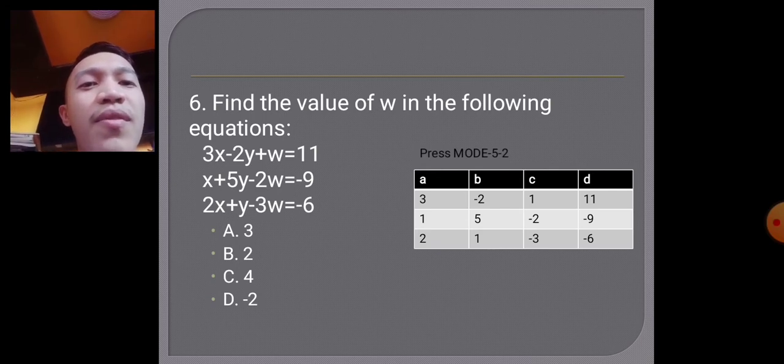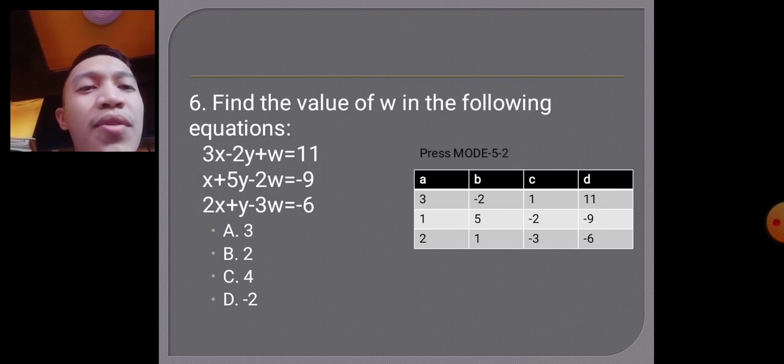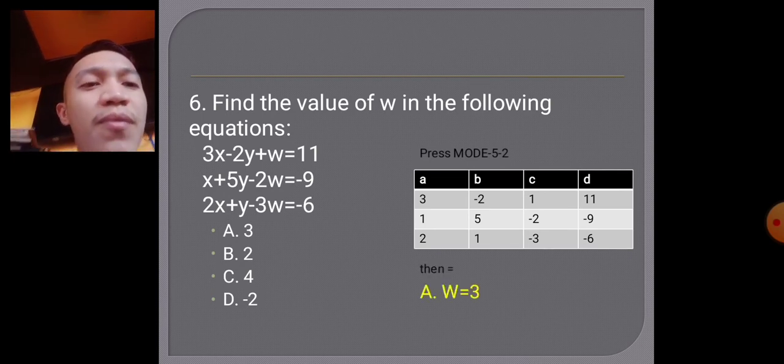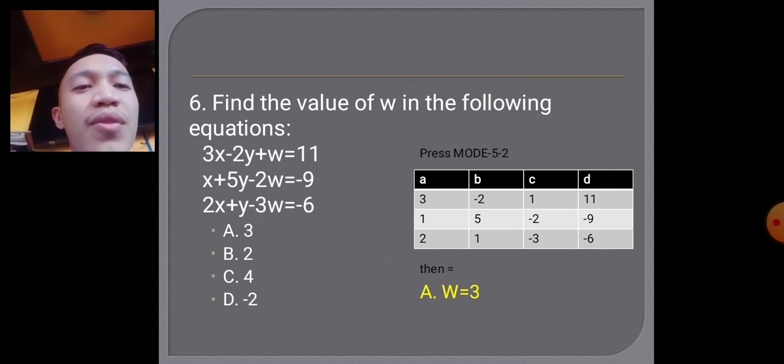For equation 1, A is 3, and B is negative 2, and for C, we have 1, and our constant is 11. For equation 2, our A is 1, our B is 5, and our C is negative 2, and our constant is negative 9. For equation 3, our A is 2, B is 1, and our C is negative 3, and our constant is negative 6. After pressing and inputting that to the calculator, you press the equal sign, then you will be given the value of w, which is 3.